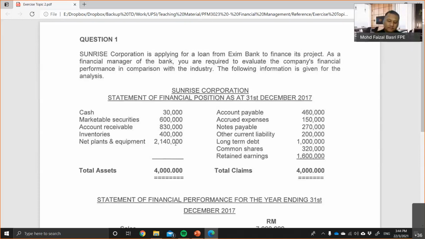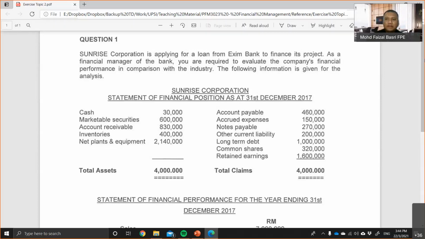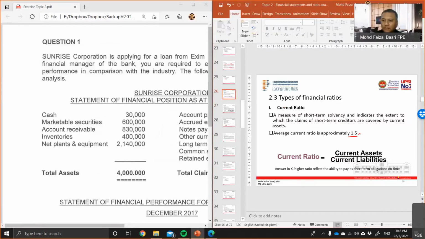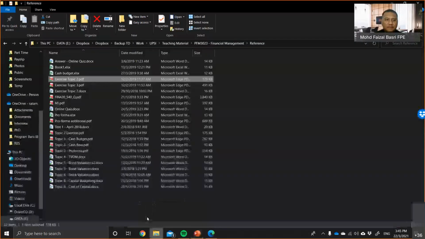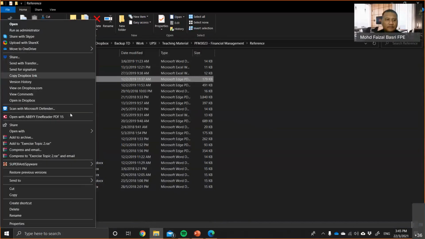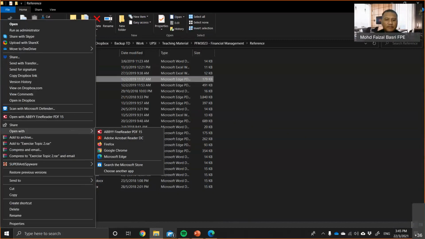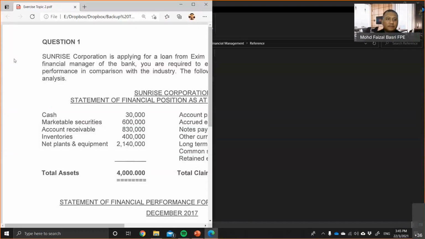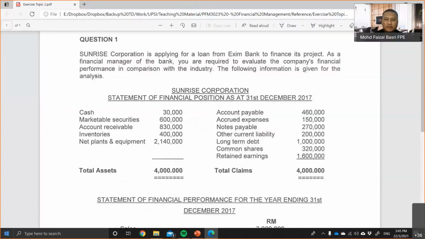So here, the total current asset will be 30 plus 600,000 plus 830 plus 400. So 1860. Okay, 1.86 million. Eh, tak boleh tulis kat atas ni eh. I have to write it here lah eh. Apa tadi? Untuk this example lah. Ataupun try PDF. Eh, ni Edge. Edge boleh tulis. Sorry. Okay, sini boleh tulis ni. Sorry ya.